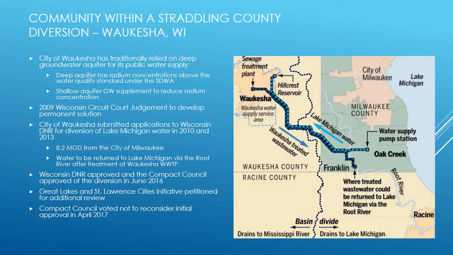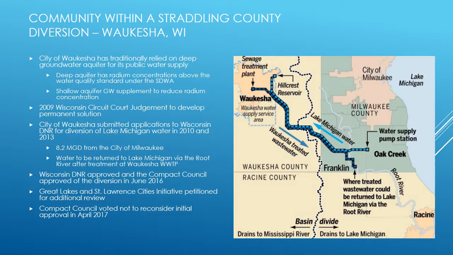Under a 2009 Wisconsin Circuit Court judgment, the city of Waukesha was required to develop a permanent solution to the radium contamination problem by June 30th of 2018, and the court order was later amended to September 1st, 2023, in order for Waukesha to install the necessary infrastructure for the project. The city of Milwaukee will supply Waukesha with enough treated Lake Michigan water to meet an average daily demand of 8.2 million gallons per day.